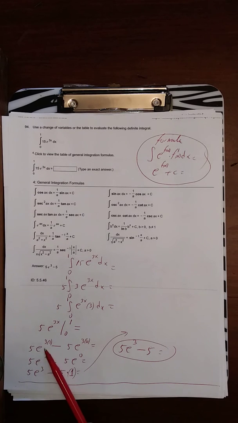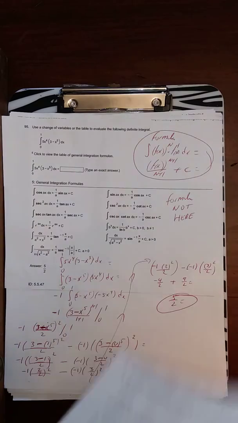You have 5e to this, 5e to 0. E to 0 is 1. 1 times that. So we have 5e to 3 minus 5.